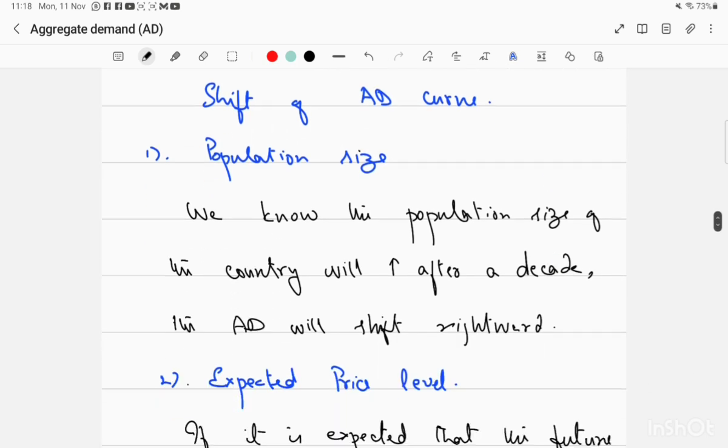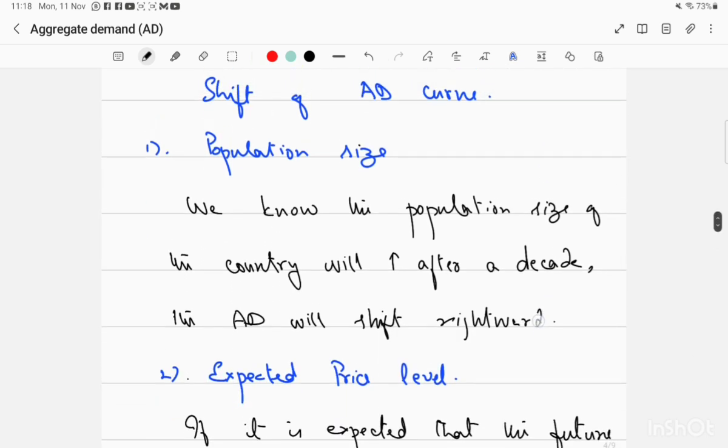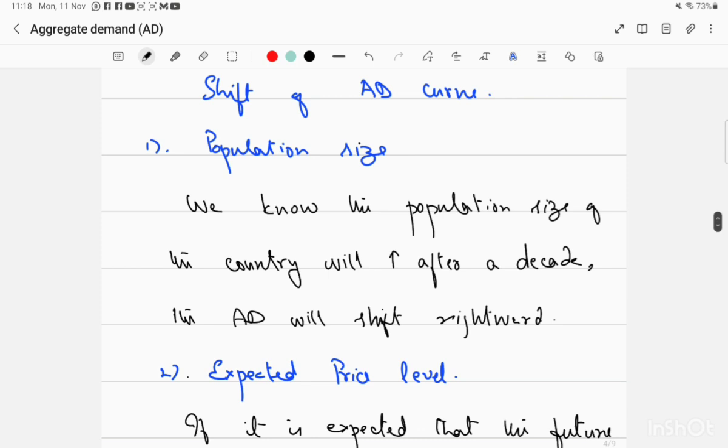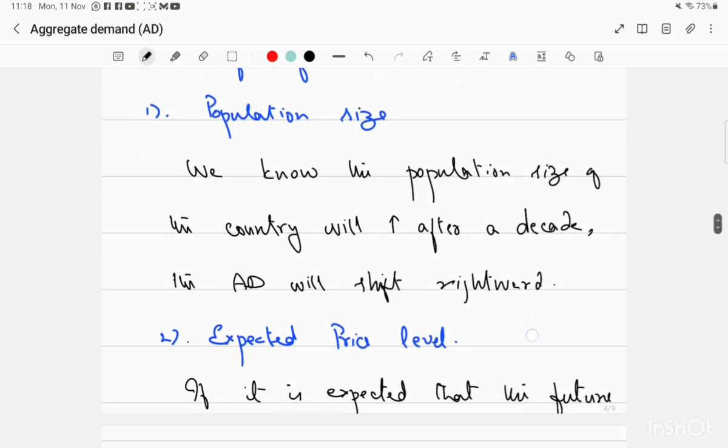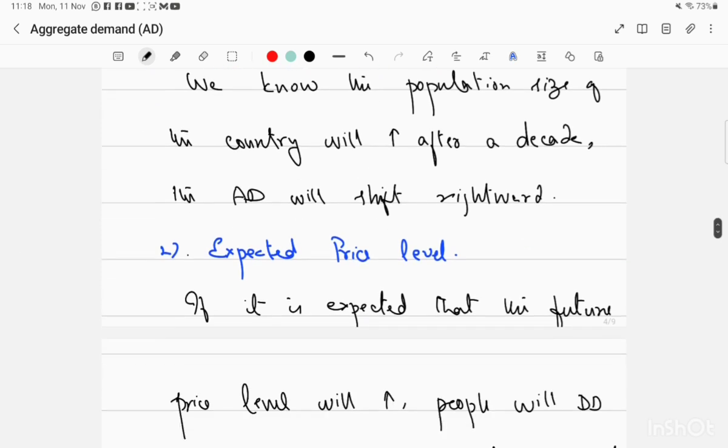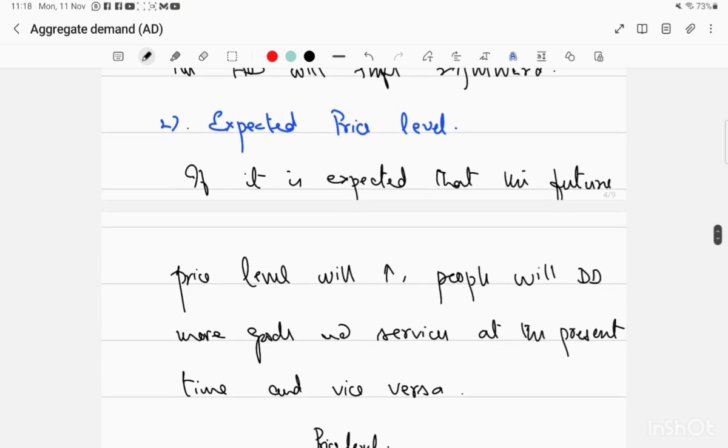So the aggregate demand curve will shift rightward due to an increase in the population size of the country over a period of time. Like after a decade the population size of a country will increase, therefore aggregate demand will shift rightward due to the increase in population size. And the second factor is the expected price level.